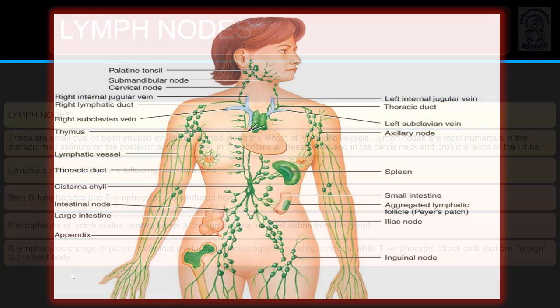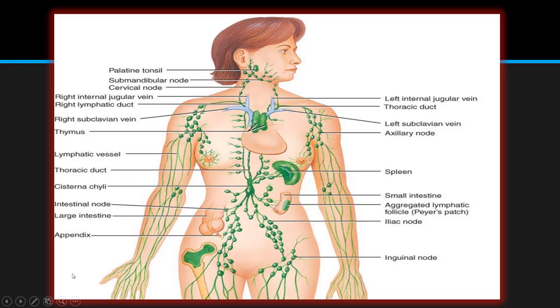Now coming to the next. These are the popular lymph nodes: palatine tonsils, submandibular nodes, cervical nodes, right internal jugular vein, right lymphatic duct, then intestinal nodes, and the left axillary nodes. These are the axillary nodes in the armpit.